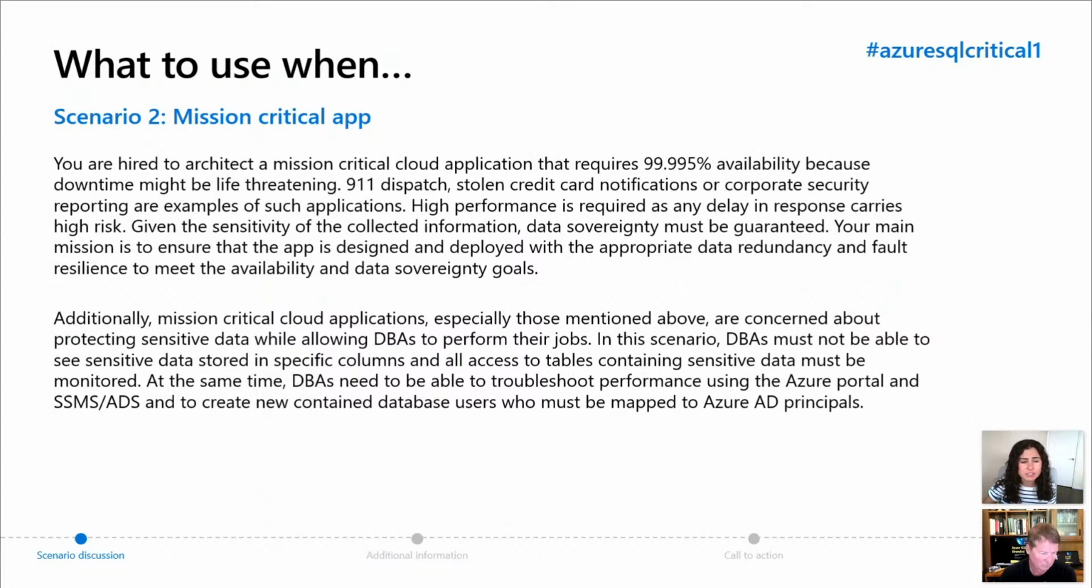So let's assume you're hired to architect a mission critical cloud application that requires 99.995% availability because downtime might be life threatening.